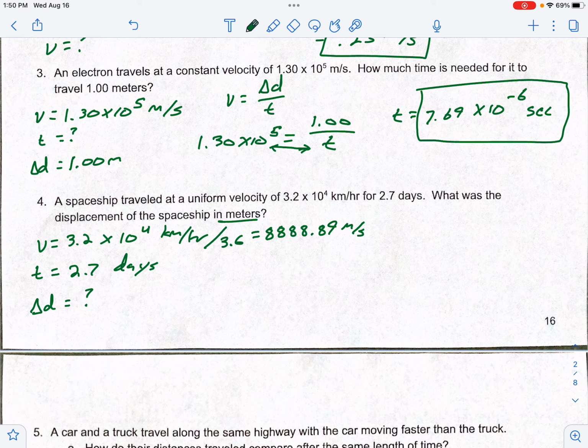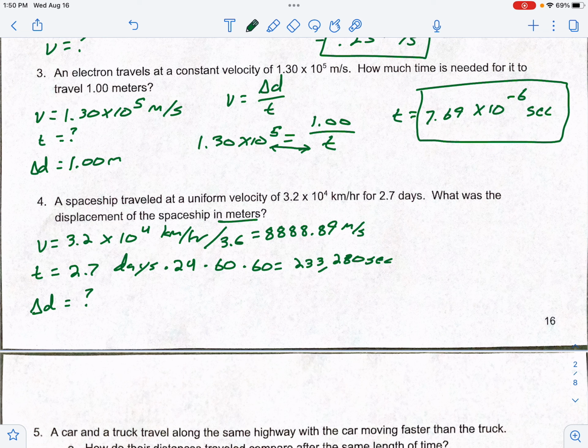So 2.7 days, I'm going to multiply that by 24 hours since there's 24 hours in a day. Okay, and then I'm going to multiply that by 60 minutes because there's 60 minutes in an hour. And then I'm going to multiply it by 60 seconds because there's 60 seconds in 1 minute. So that comes out to be 233,280 seconds. And again, you're not normally going to deal with a lot of huge numbers like this, but it does happen, especially when we start talking about things in space, because they do cover things very quickly. Okay, you have a high velocity and high displacement.